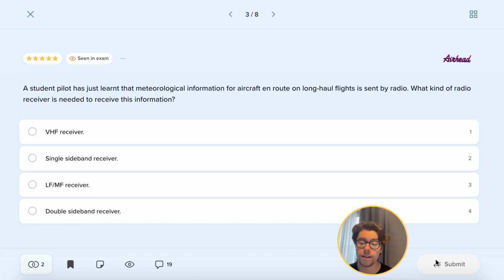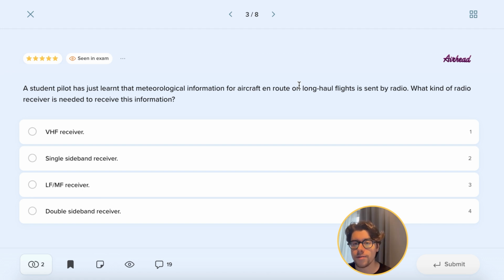For question number 3, a student pilot has just learned that meteorological information for aircraft en route on long-haul flights is sent by radio. What kind of radio receiver is needed to receive this information? Generally speaking, to receive meteorological information we will be using broadcast VORs, and they send us the ATIS in most cases. However, the keyword here is long-haul flight.